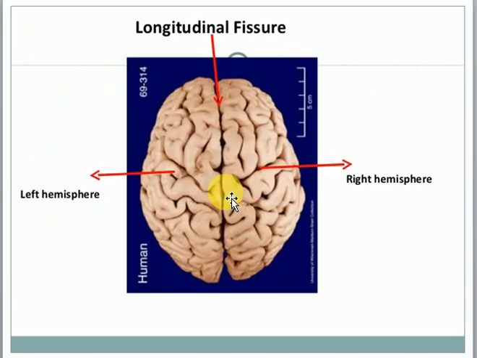Look here now. This is the right hemisphere, this is the left hemisphere. Now this is divided into 4 lobes: frontal lobe, temporal lobe, parietal lobe, and occipital lobe. So the brain is divided into 4 lobes. 1, 2, 3, 4.